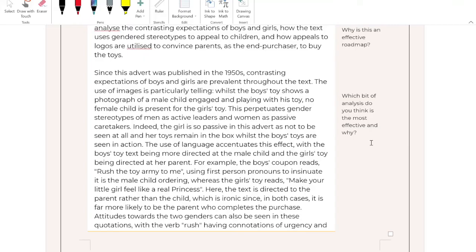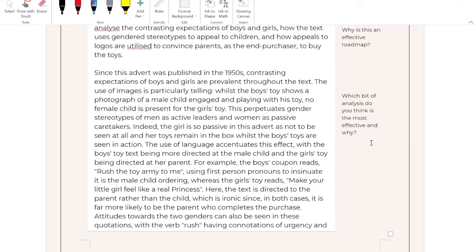For example, the boy's coupon reads, "Rush the toy army to me," using first-person pronouns to insinuate it is the male child ordering, whereas the girl's toy reads, "Make your little girl feel like a real princess." Here the text is directed to the parent rather than the child, which is ironic since in both cases it is far more likely to be the parent who completes the purchase.